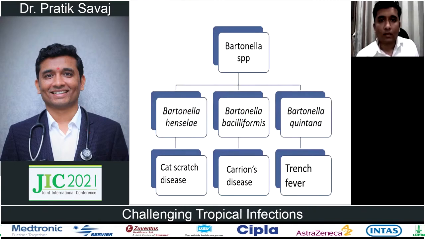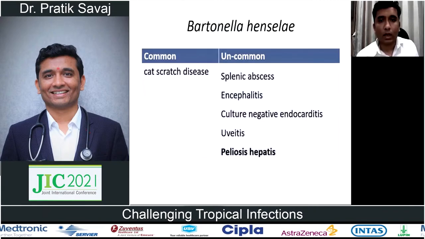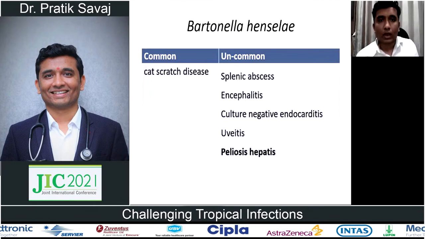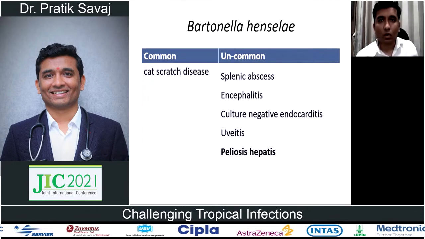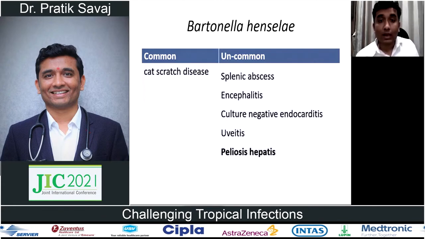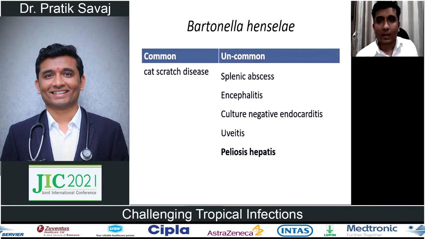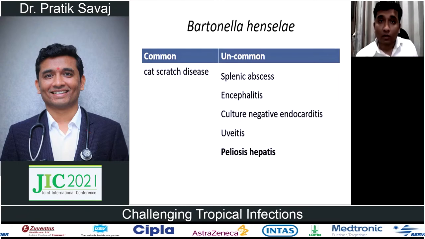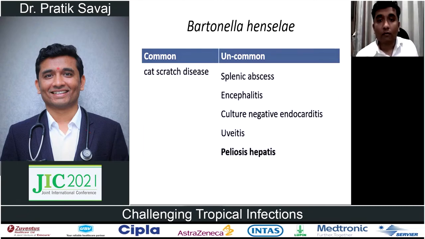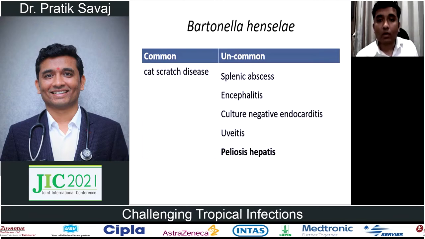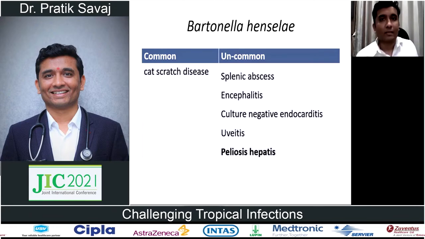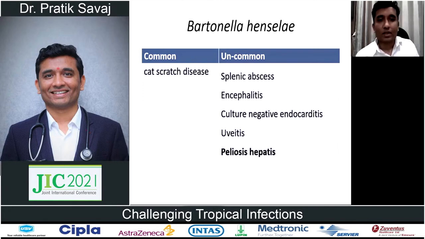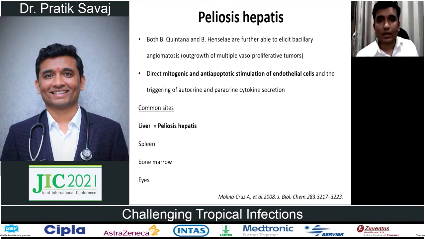So this is a broad classification of Bartonella. I will not go into detail. There are two presentations. The common presentation you all know is cat scratch disease, which we see in the pediatric group. But there are certain uncommon presentations like skin lesions, encephalitis. We keep Bartonella in the differential diagnosis for fever of unknown origin, uveitis, and finally Bartonella pericarditis. One of the rare presentations of Bartonella is pericarditis.